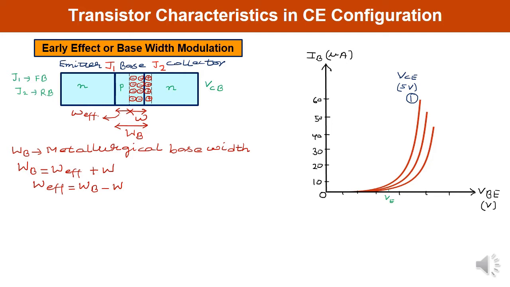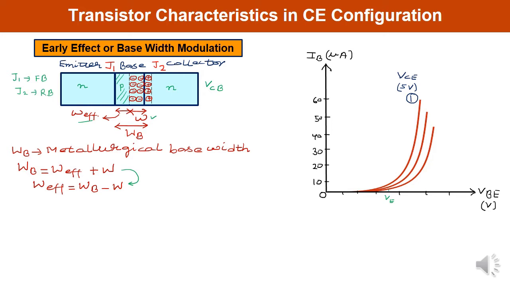At the same time, you know that this W is the width defined for the region of depletion which is being extended into the base, and the remaining portion which is available for the recombination is denoted by W effective. It means you can write WB is the sum of W effective plus W. So from here, W effective is nothing but WB minus W. WB, which is the metallurgical base width, is fixed.